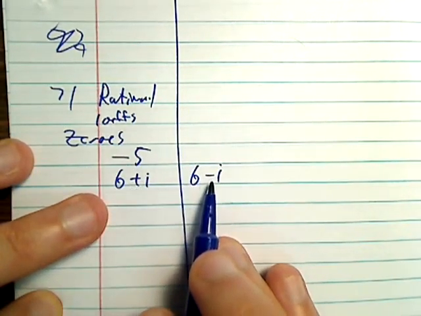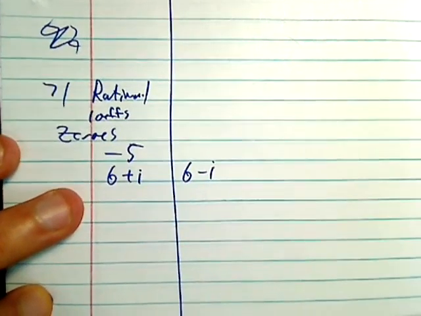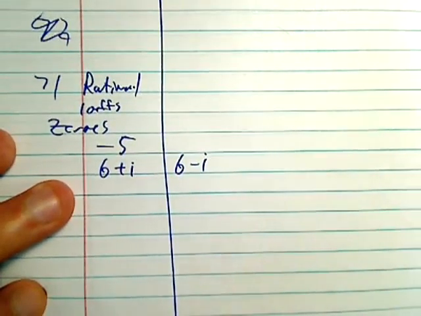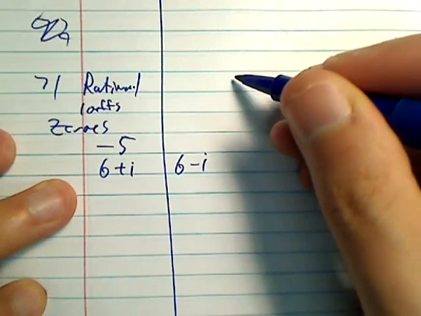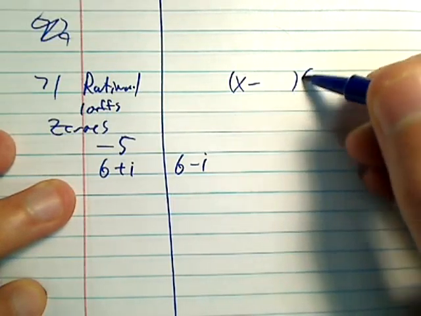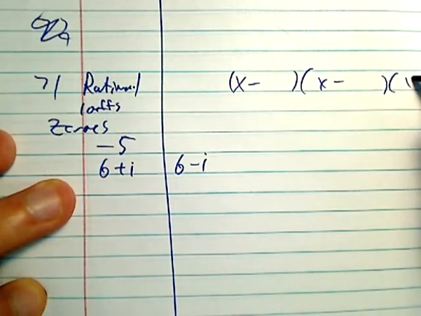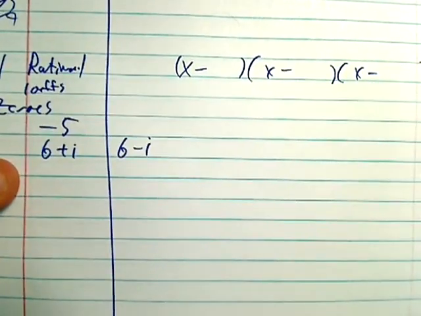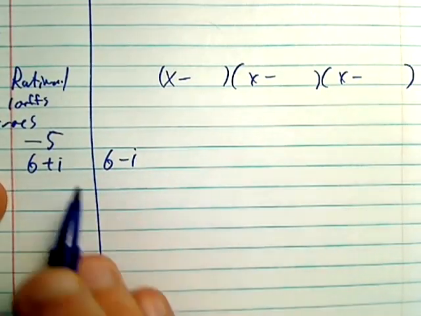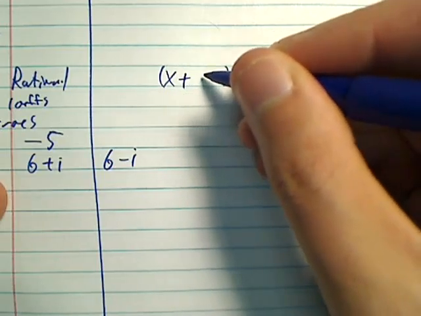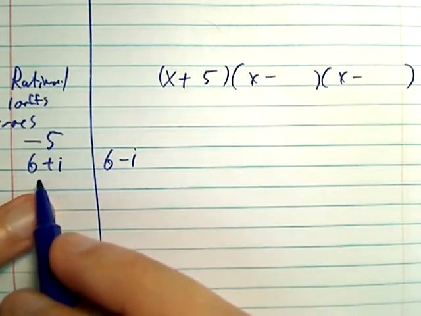So it's 6 plus i, and I'm going to include 6 minus i. Now, to write out this polynomial, I have to do x minus each of the zeros. So x minus, x minus, x minus. Okay, well, -5 will become +5, and then 6 plus i.